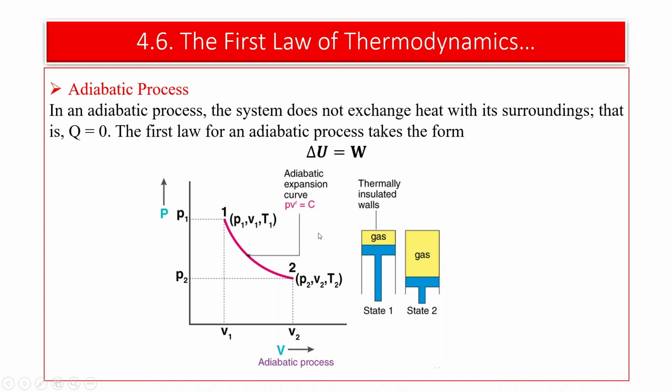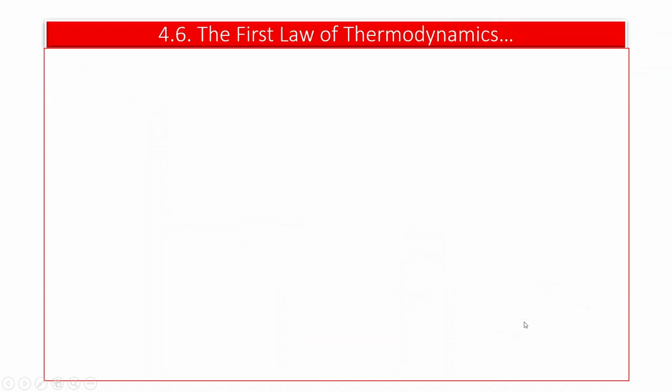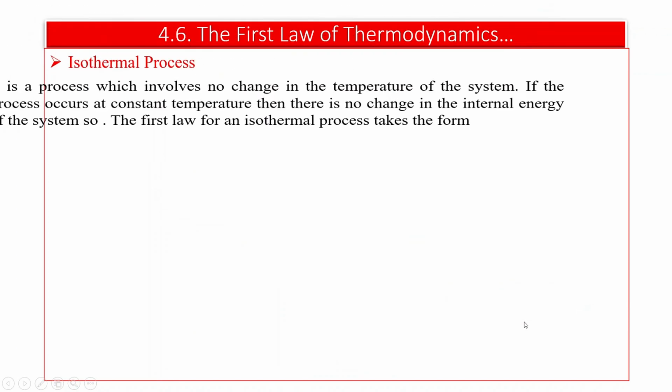Actually if you consider this one, if it goes downward in this direction it is expansion, the other is compression. So this is the adiabatic process. This is the isothermal process at constant temperature. When it goes in this direction, it's considered to be the adiabatic process. Then the work done will be the area bounded by this line. Okay, the other one is the isothermal process.